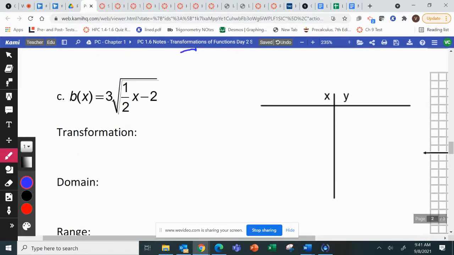Okay, question C. We're going to be writing our transformations. This is a square root. So I'll have 0, 0, 1, 1, 4, 2, 9, 3. I'm picking points that I can square root.